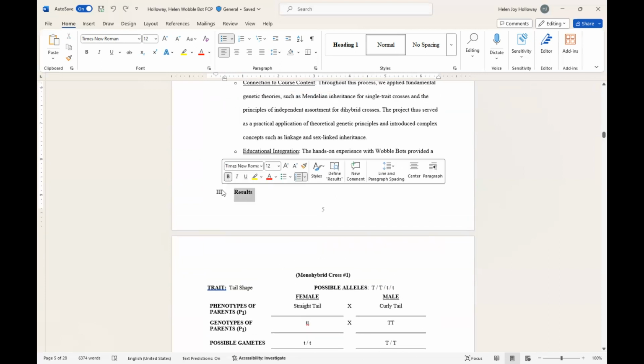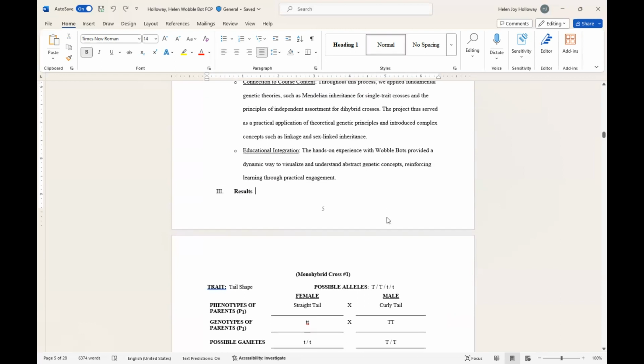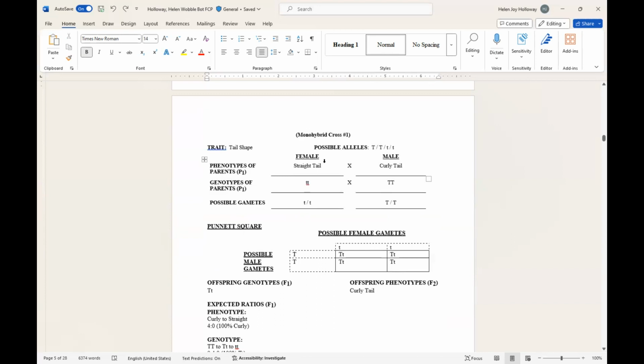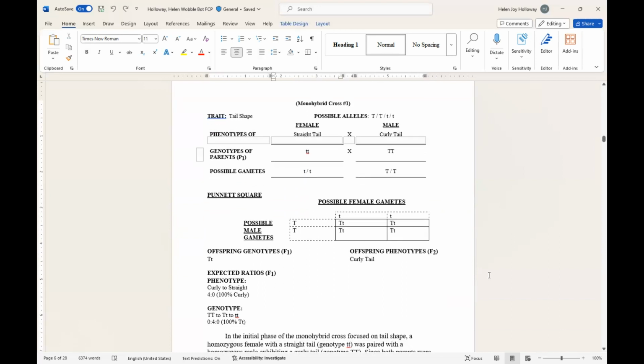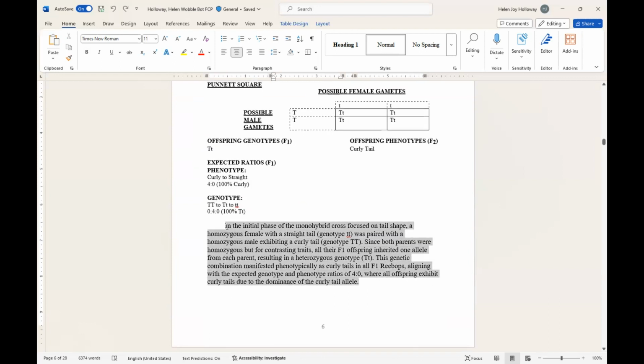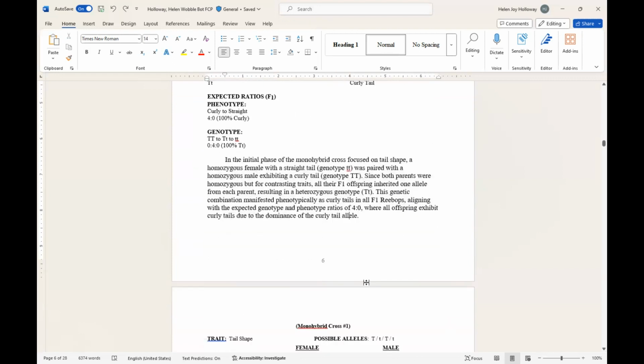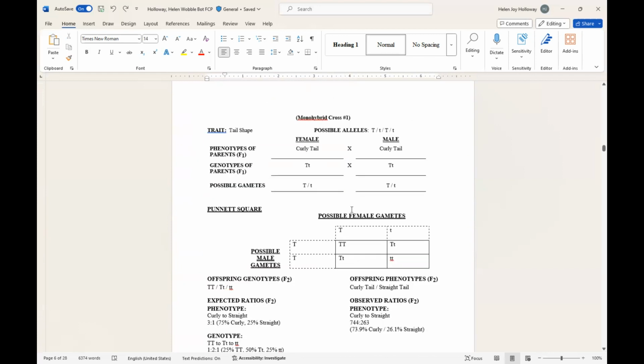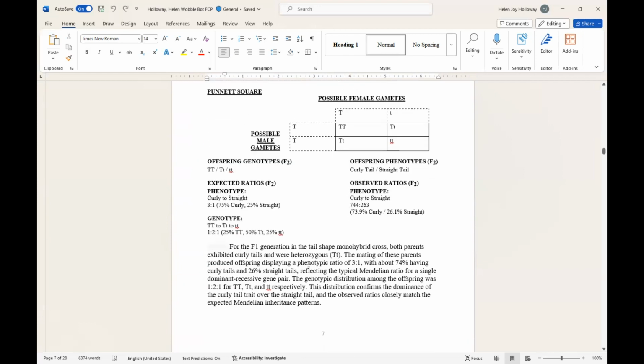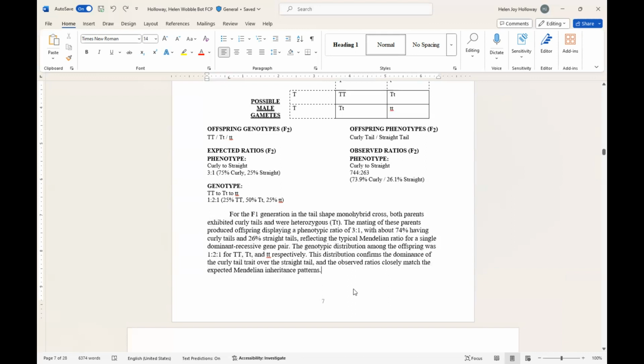All right, now for the results section, all you need, well, it's a lot of papers. Monohybrid crossover 1, this was the tail shape. It should look like this, and then you should have a short summary at the bottom of each sheet. Still monohybrid crossover 1, summary at the bottom of the sheet. And I'm pretty sure Stu wanted to emphasize that in this summary, you shouldn't state whether or not it supports the hypothesis that you stated at the beginning.